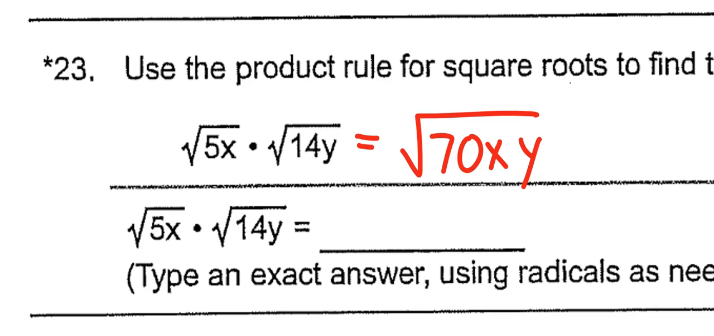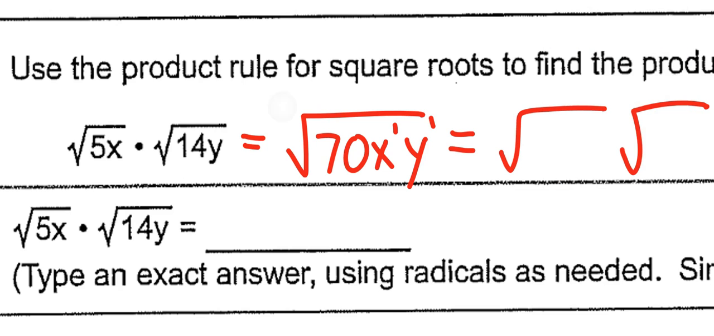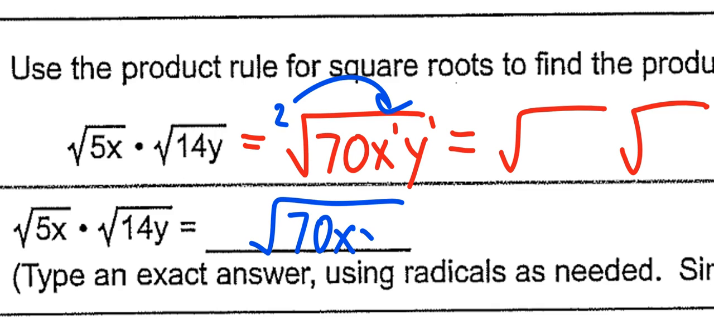No? Okay. So none of them go into 70? All right. What about the exponents? We've got both of those are 1s, and outside here we have a 2. Does 2 go into 1? So you're telling me we're done with radical 70xy? You are correct.